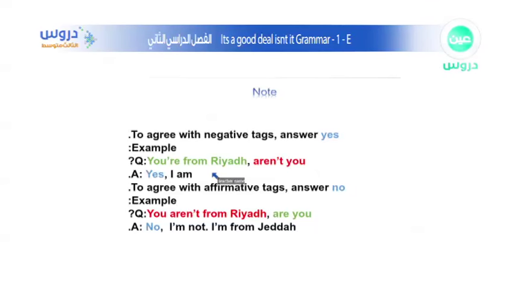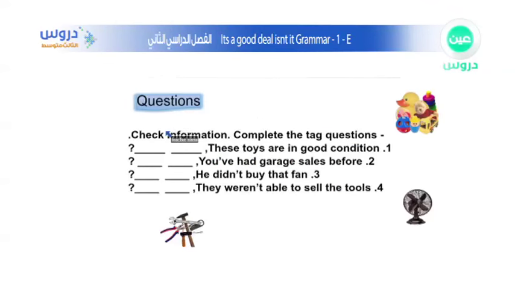So when you have a negative tag, for example isn't or aren't, then we use the answer yes. But to agree with affirmative tags, we answer with no. For example, you aren't from Riyadh. Are you? No, I'm not. I'm from Jeddah, for example. So we answer yes with negative tags, negative questions. We answer with no with affirmative tags, affirmative questions, positive questions.